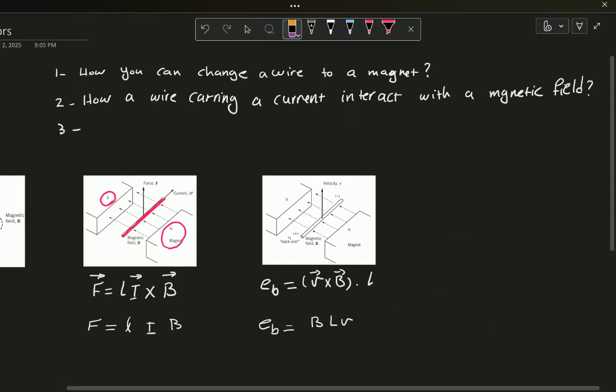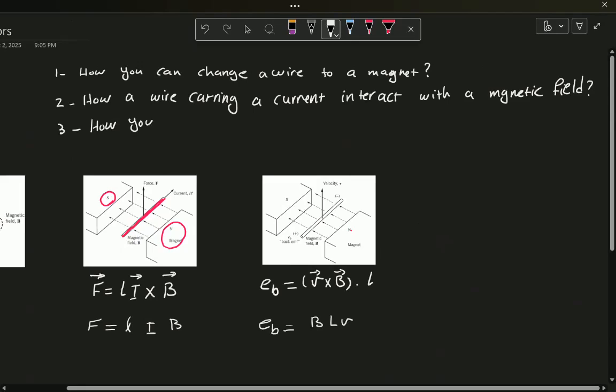So for instance, in this example, if you assume the velocity of the wire is going upward, and if you assume that your magnetic field is going from the north to the south, using the right hand rule, you see that the positive polarity of the battery is pointing in the direction that I showed in the picture. Okay, so this is the last law.